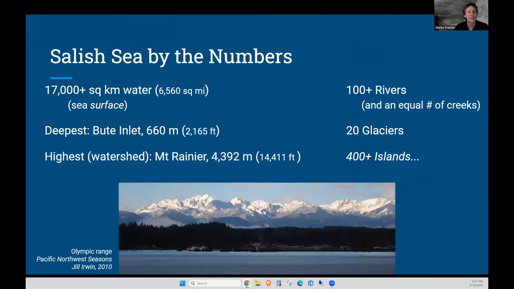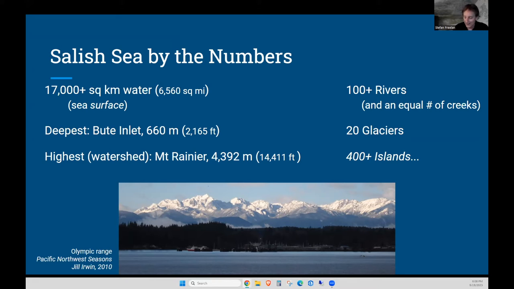So let's talk about the Salish Sea a little bit by the numbers. 17,000 square kilometers, 6,000 square miles. It's got some pretty deep water for not a huge body. Up in Butte Inlet, we get down to 600 meters. It's got Mount Rainier, so pretty high. We've got a whole bunch of rivers, depending on your definition of river. 20 glaciers. Hopefully we can keep those around for a while.